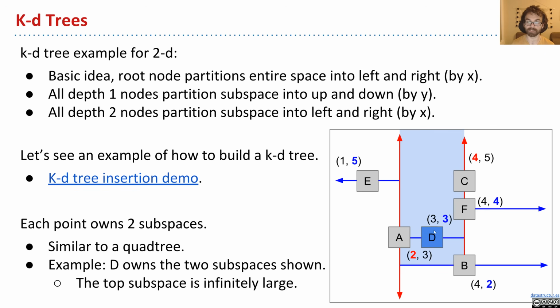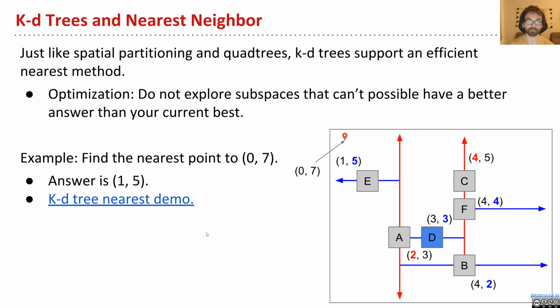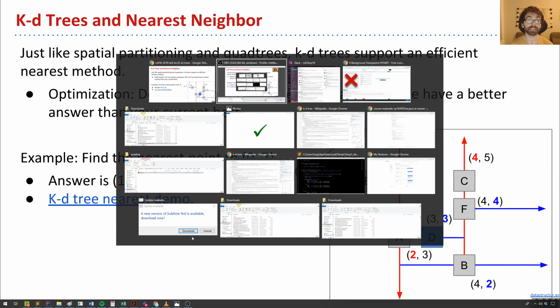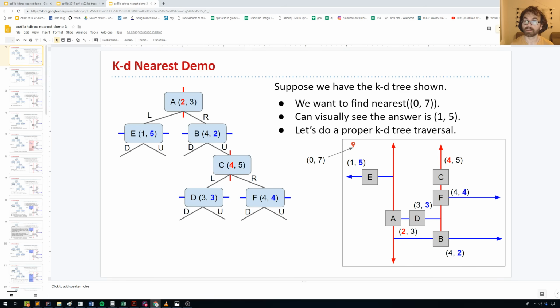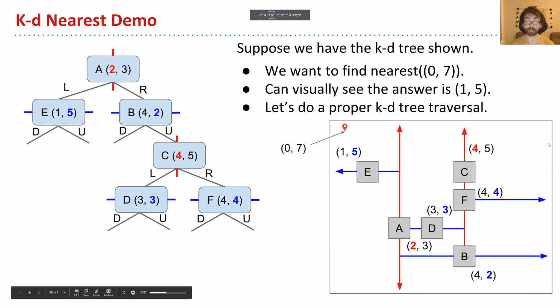So each node is in control, or is the boss of, 2 subspaces. For example, here D is in charge of the subspace below and above it. A is in charge of the subspace to its left and its right, and so forth. Depending on if you're in an X node or a Y node or a Z node, if you're going into higher dimensions, you'll be splitting the universe in half along that dimension.